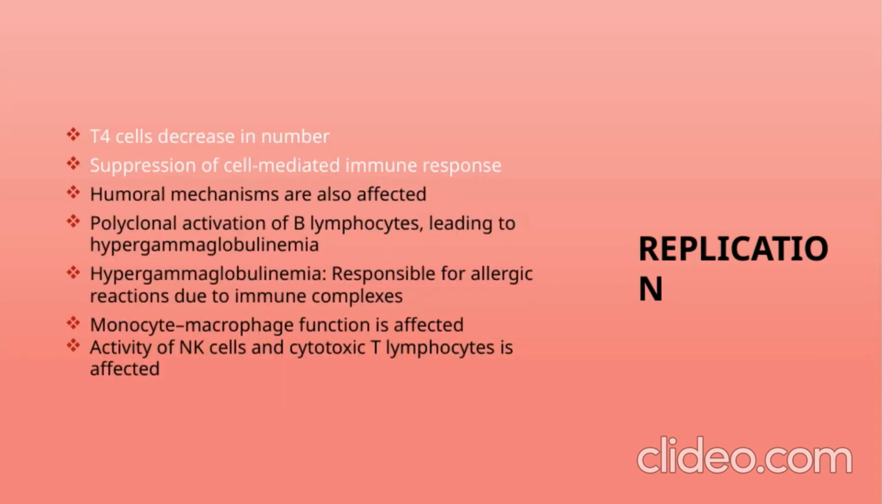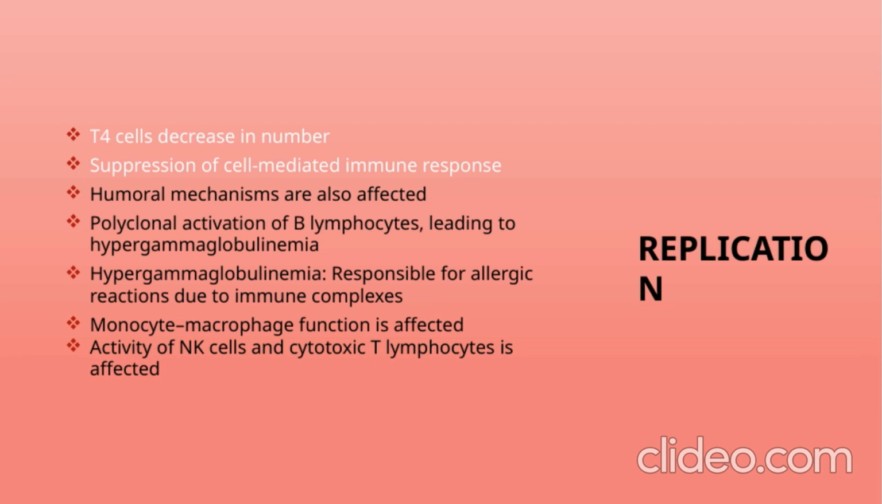Now, let's look at what happens during replication in this context. T4 cells, which are a type of helper T cell, decrease in number. This reduction has a significant impact because it suppresses the cell-mediated immune response, making it harder for the body to fight off certain infections. But it's not just the cellular side that's affected. Humoral mechanisms are also impacted.